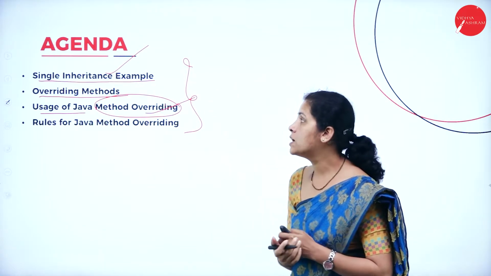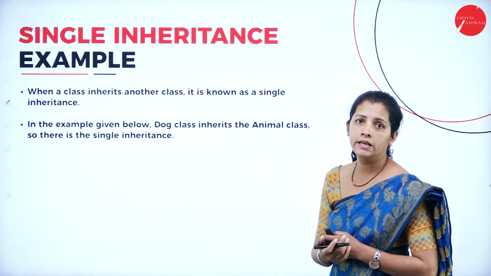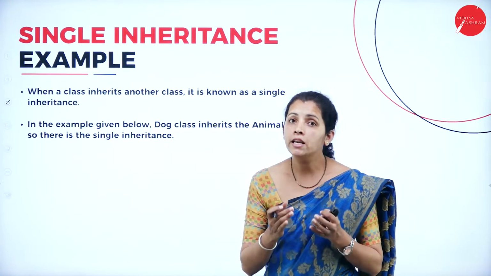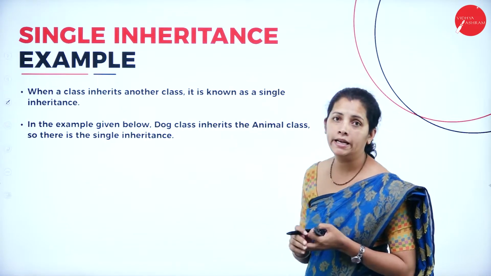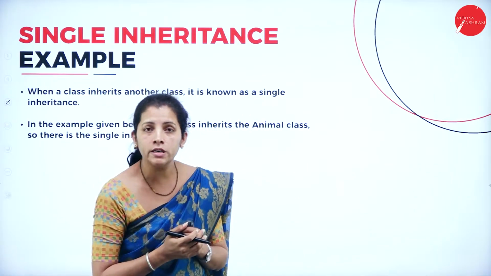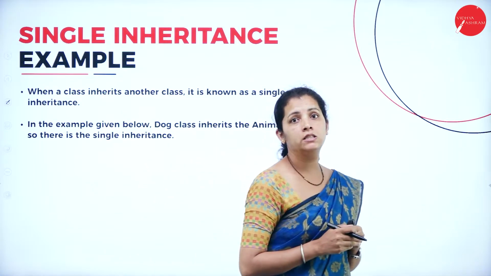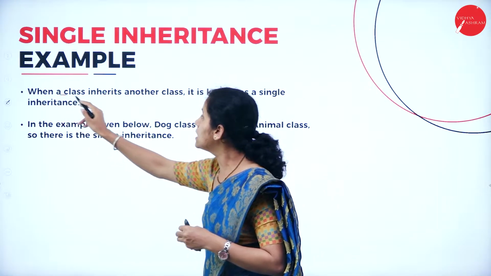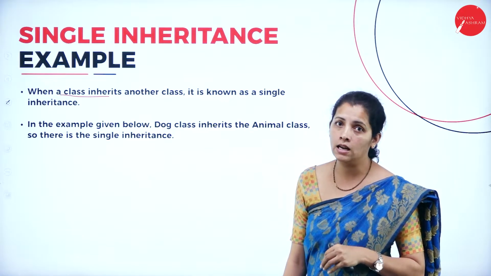Now let's see what is single inheritance. So what is inheritance? Suppose I want to use an existing thing in my Java program, then I'm going to have inheritance. Just reuse the properties of class. To reuse the properties of class in Java, I'm going to have inheritance. So when a class inherits another class, then it is known as single inheritance.